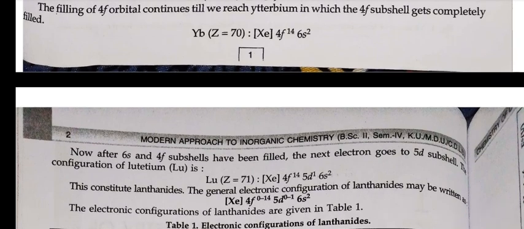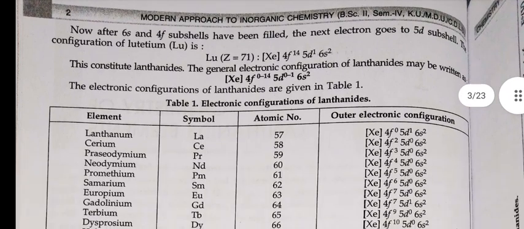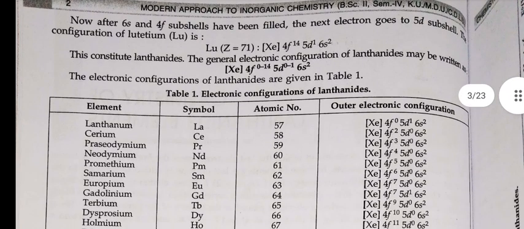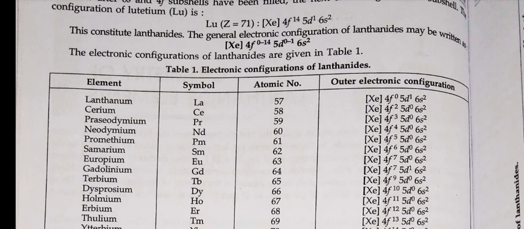This constitutes the lanthanides. The general configuration of the lanthanides may be written as xenon 4f 0 to 14, 5d 0 to 1, 6s2. Electronic configurations of lanthanides are given in the table 1, from element lanthanum to lutetium, having symbol, atomic number 57 to 71, and outer electronic configuration.